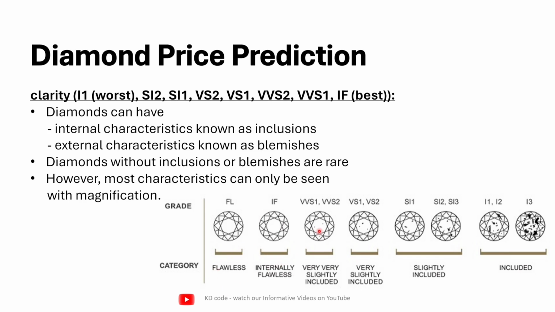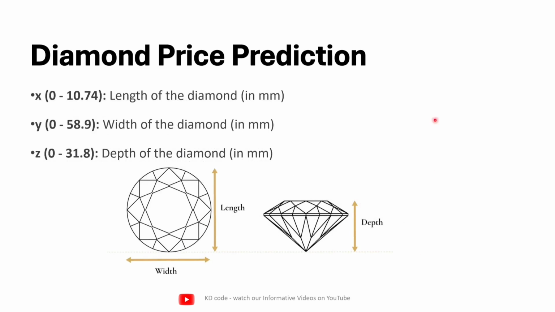Let's see the next attribute. The fifth, sixth, and seventh attributes are X, Y, Z, where X is the length of the diamond, Y is the width of the diamond, and Z is the depth of the diamond. And the images here illustrate the same, guys. Let's see the next attributes.